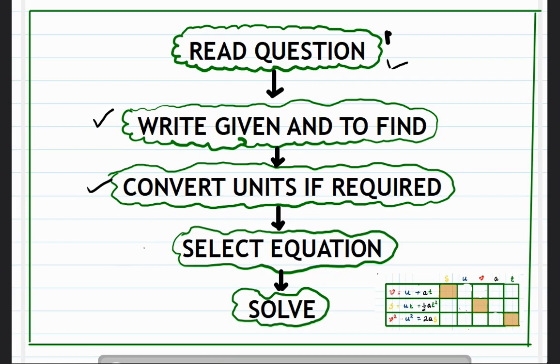Our fourth step is the selection of equation. We always have to check what is given in the question for selecting the equation, and accordingly we can choose our equation. And finally solve it, and please make sure that when you write the final answer, you don't forget to mention the correct unit.